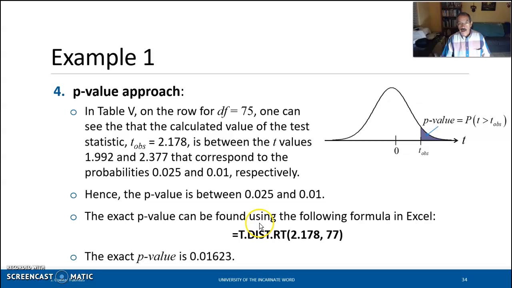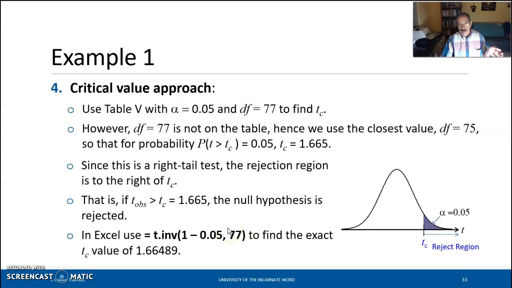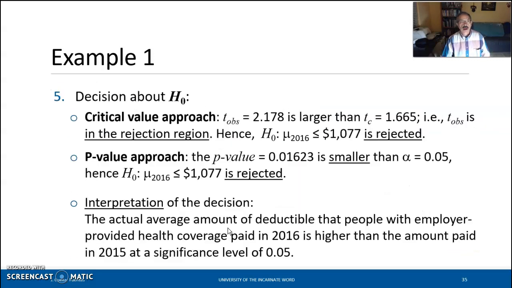All right, so now we found the p-value, and we found the critical value that determines the rejection region. So in part 5, we make a decision about the null hypothesis. If we decide to use the critical value approach, we compare the calculated value of the test statistic with the critical value. And you see that the calculated value is larger than the critical value, meaning that the t observed falls in the rejection region. Therefore, we reject the null hypothesis that the mean is 1077 or smaller. So that claim is rejected.